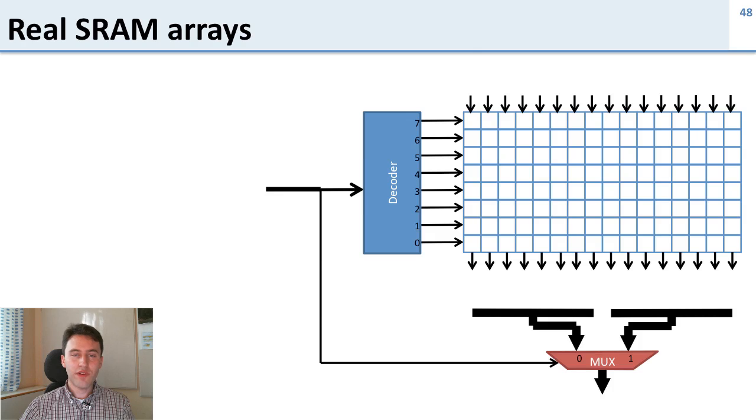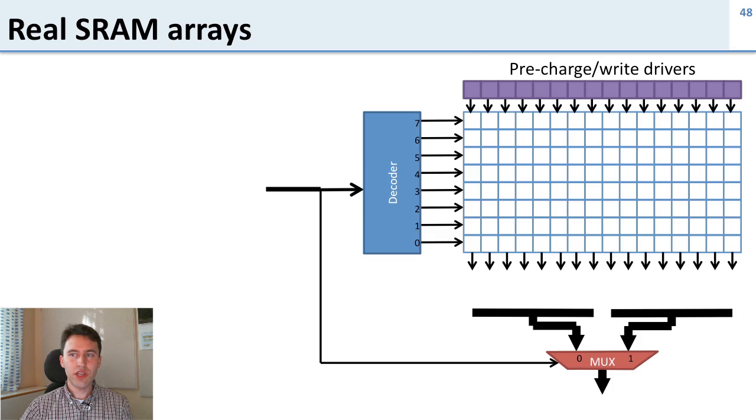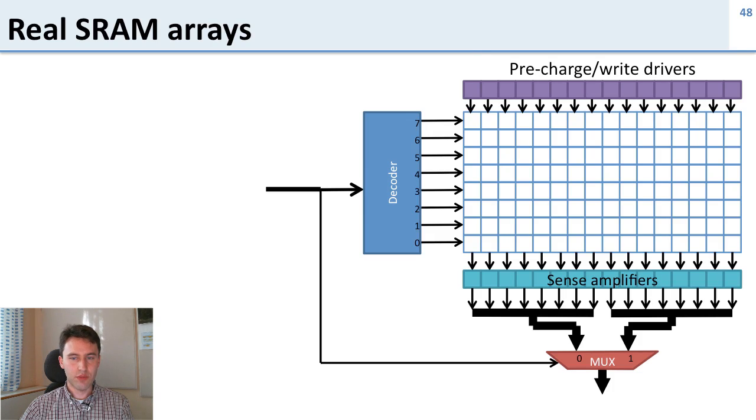So that's a sort of simplified view of things. Let's look at how real SRAM arrays work. So this is, for example, the array that's in a cache in a processor. We have all the parts I talked about before, but there are some other circuits that are in there. In particular, you have pre-charge and write drivers at the top, and you have sense amplifiers at the bottom. Let's talk briefly about what these are.